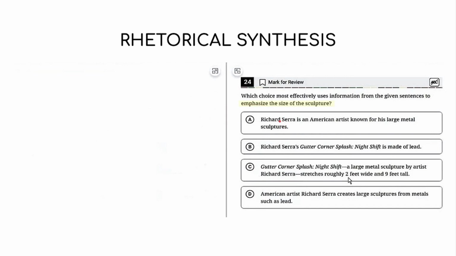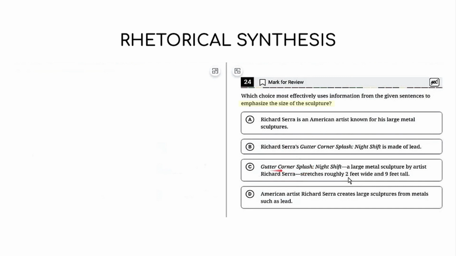First one, we have A. Richard Serra is an American artist known for his large metal sculptures. Okay, he's an American artist. I don't care. He's known for his large sculptures. That's cool, but it's not talking about how big his sculptures are, so we can mark that one out. Next one. Richard Serra's Gutter Corner Splash Night Shift is made of lead. That's cool that it's made of lead, but it doesn't talk about its size, so this one's also wrong.